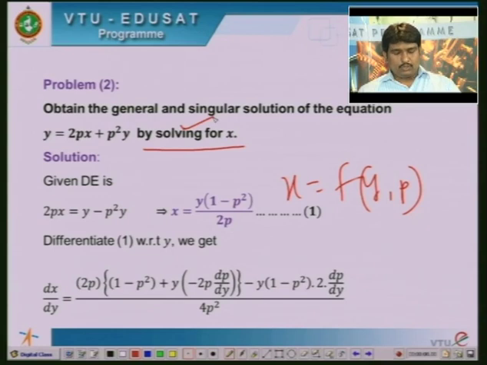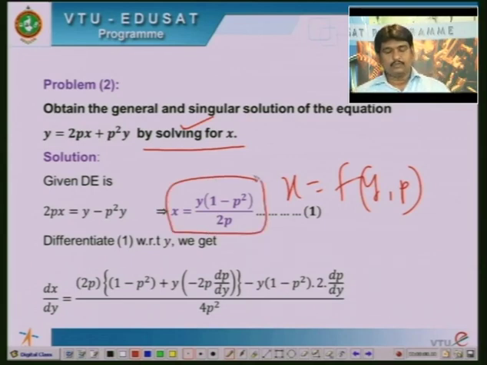Now you have to solve this using the solvable for x technique. That is, you have to express this differential equation in terms of x first, which I have done here. It's a simple substitution. x equals, take y common here, y into 1 minus p square, divided by 2p. x equals y into 1 minus p square divided by 2p. It is in the general form. Step 2 is to differentiate this with respect to y.